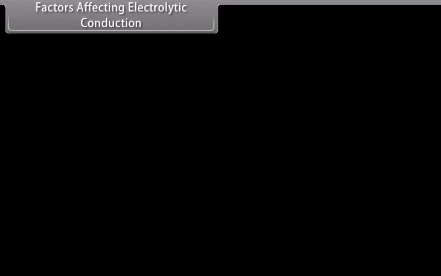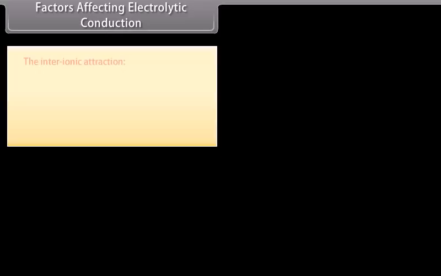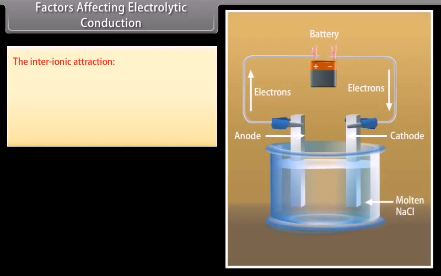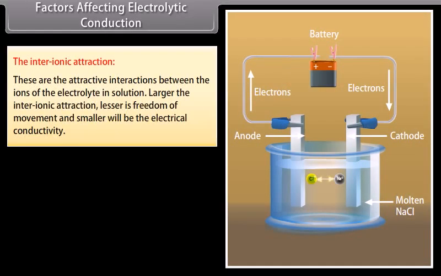Factors affecting electrolytic conduction. Electrical conductivity of the solutions of electrolytes depends on the following factors. The inter-ionic attraction: these are the attractive interactions between the ions of the electrolyte in solution. Larger the inter-ionic attraction, lesser is the freedom of movement, and smaller will be the electrical conductivity.